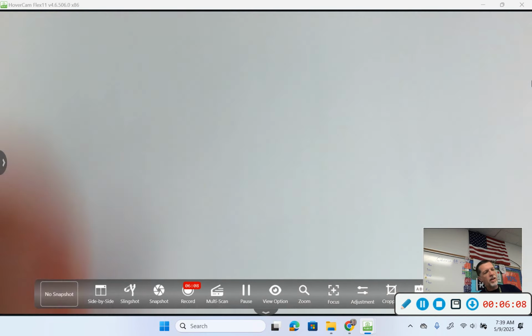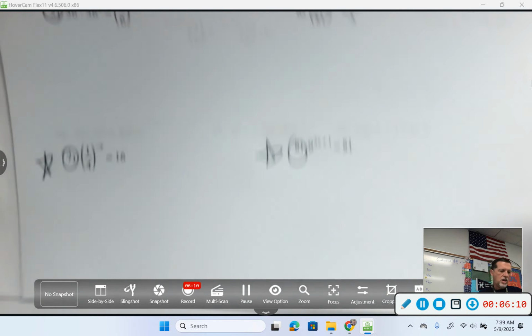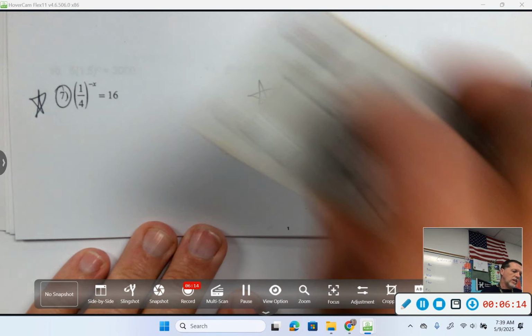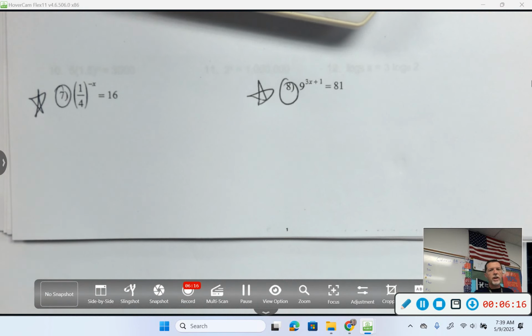Okay, next page. The only two you have to do on the next page are 7 and 8. So why don't you do those real quick, and then we'll move on to the next thing.